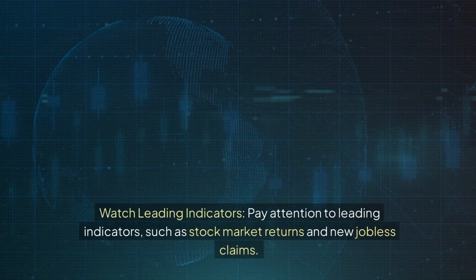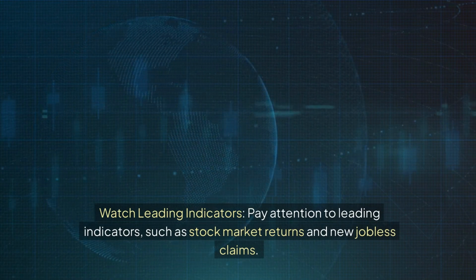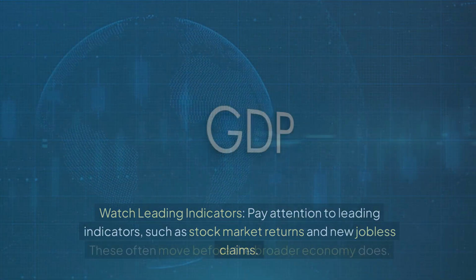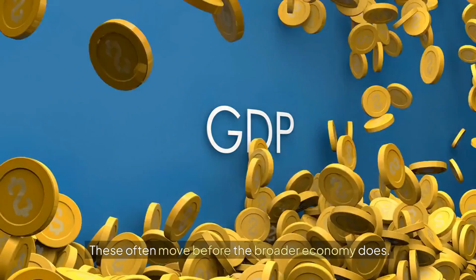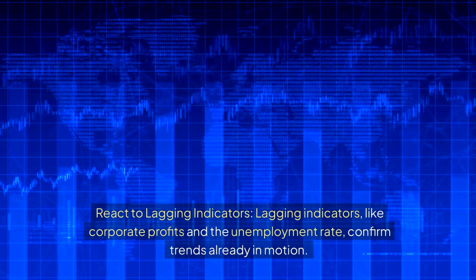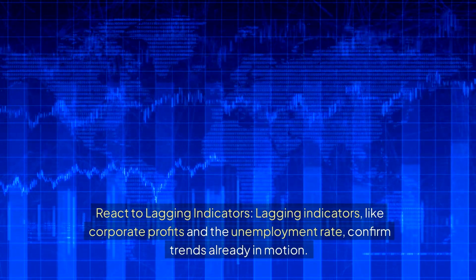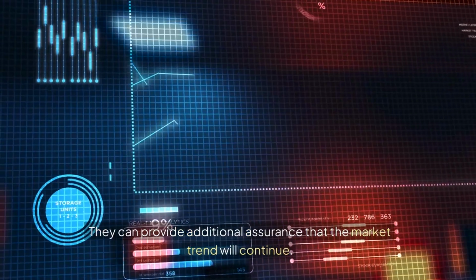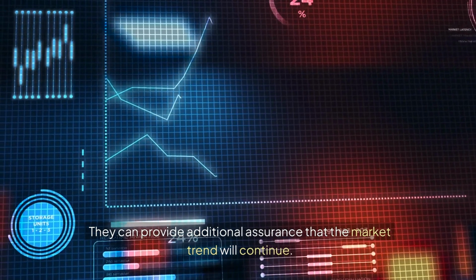Watch leading indicators. Pay attention to leading indicators such as stock market returns and new jobless claims. These often move before the broader economy does. React to lagging indicators: lagging indicators like corporate profits and the unemployment rate confirm trends already in motion. They can provide additional assurance that the market trend will continue.